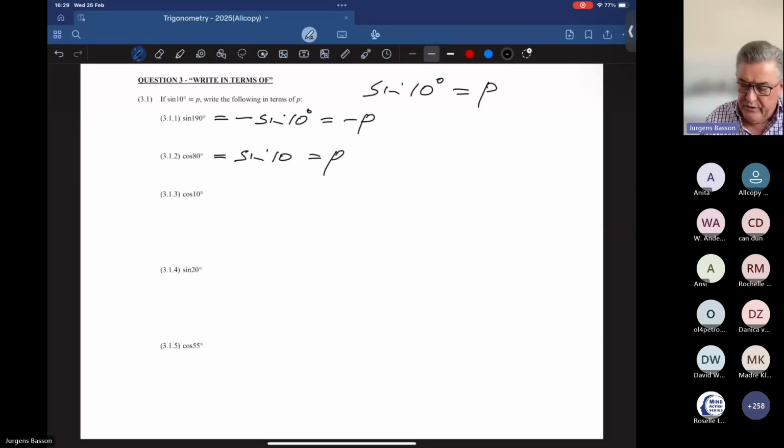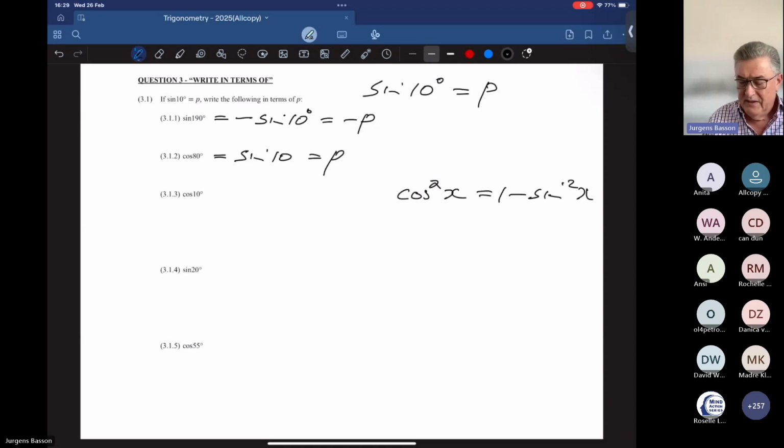And I quickly want to show you something. Cos squared x is 1 minus sine squared x. That's our square identity. What is the condition for this identity? That the angles must be the same. So we can change sine to cos and cos to sine by using 90 minus, 90 plus. But if we use the square identity, we can also change sine to cos and cos to sine.